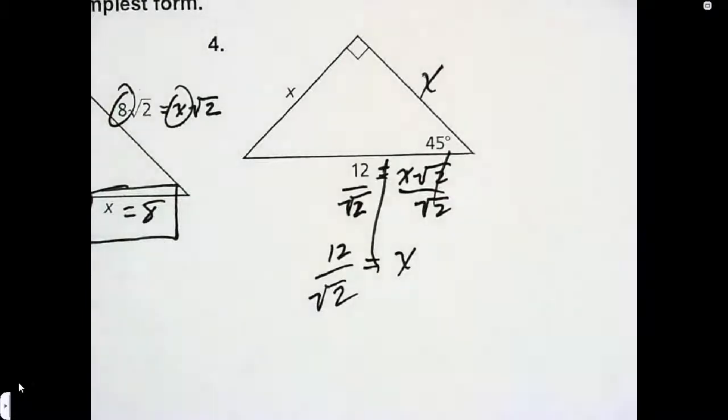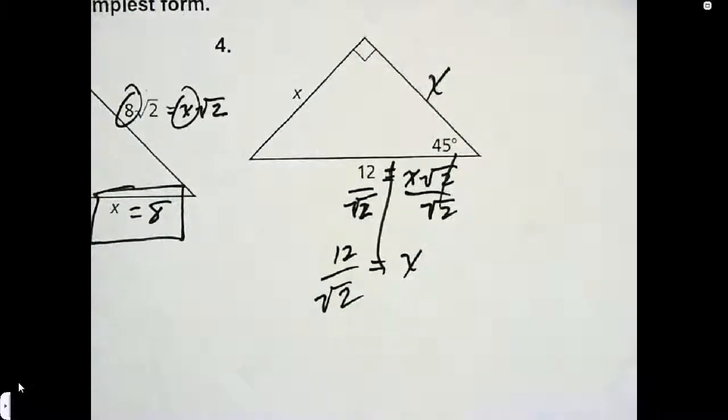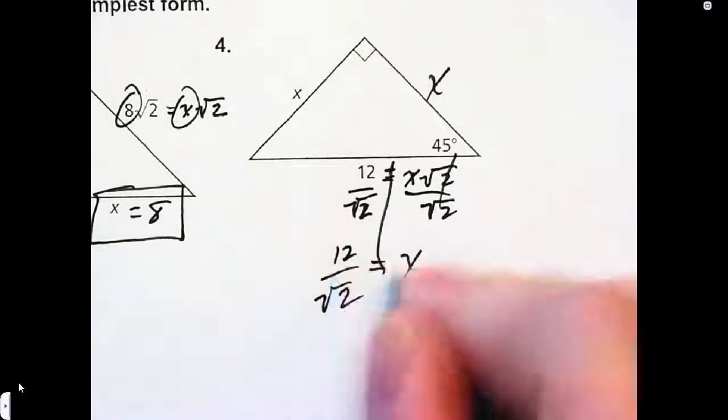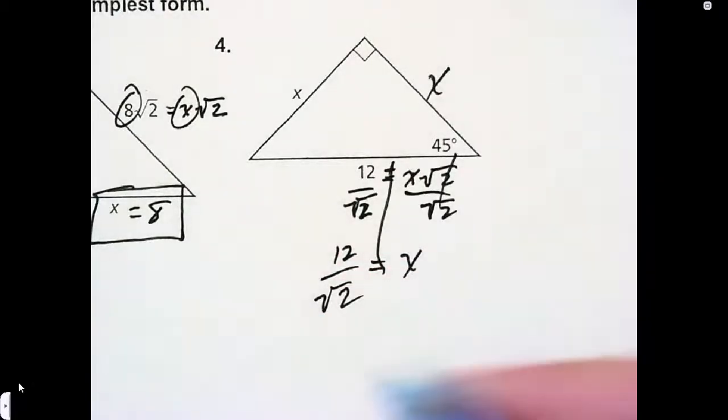Why is that not proper form? Yes, KJ? The radical cannot be on the bottom of a fraction. Therefore, how do we deal with that? Danica? You square?